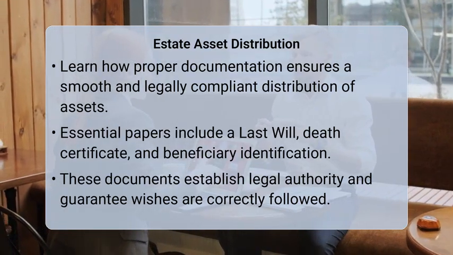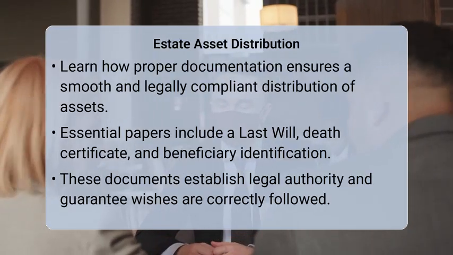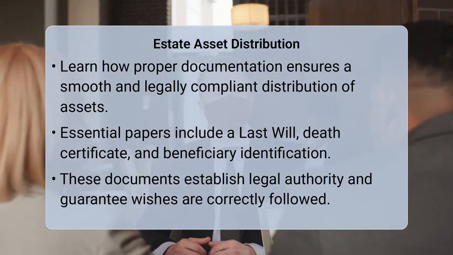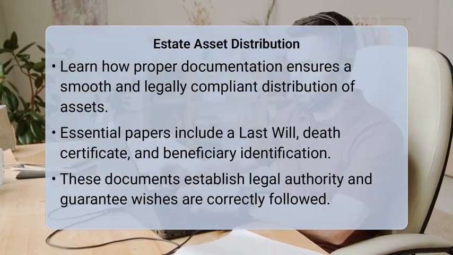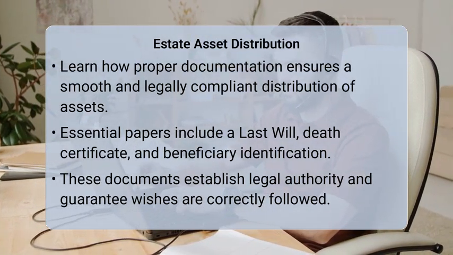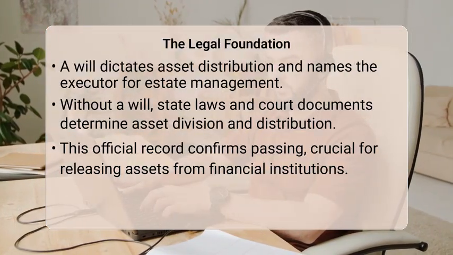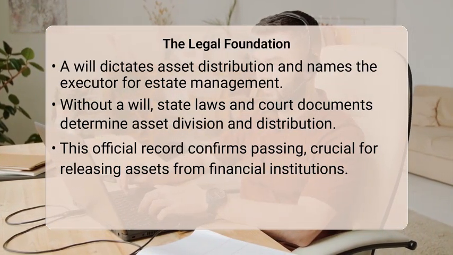The primary documents you will need are the deceased person's last will and testament, or if there is no will, court documents proving intestacy, a certified copy of the death certificate, and proof of identification for all beneficiaries. These documents are critical because they establish legal authority and ensure that the deceased's wishes, or state law, are correctly followed.